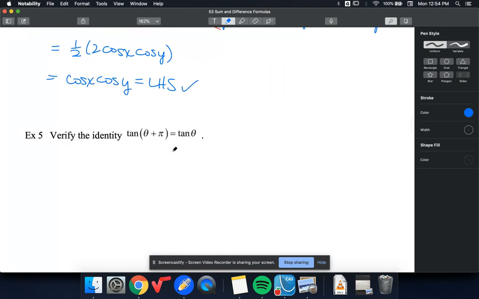I'm going to leave you to do this one, but go ahead and use the sum formula. We know that this is just a shift of a full period for tan, so of course it's the same. So graphically, I know that. But now use the sum formula to also prove it.